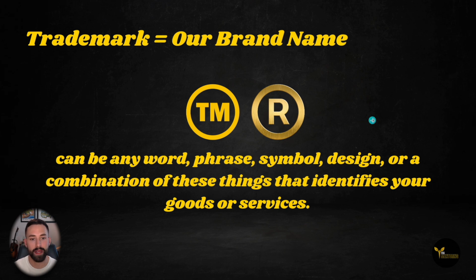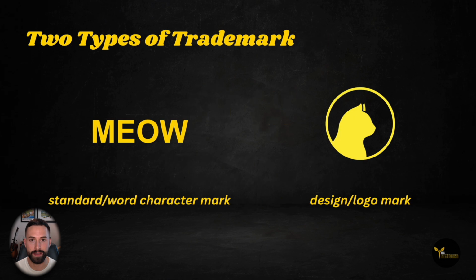As far as what a trademark is, the formal definition is that it can be any word, phrase, symbol, design, or even a combination of all of these that identifies your good or services. So there are two types of trademark. There is the standard word character mark, which we'll be focusing on today. So let's say we wanted to trademark this Meow brand name. We could absolutely go and do that within a specific international trademark class and ID.